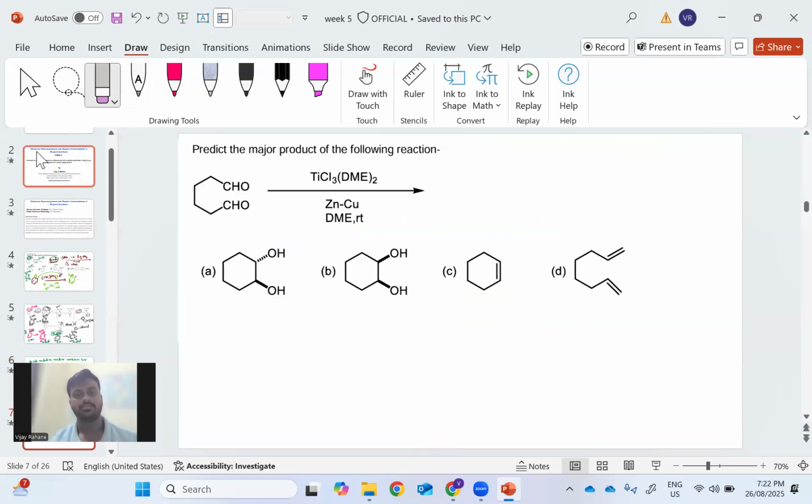The next question is based on TiCl3 DME, that's the titanium chloride, and zinc copper combination at room temperature. If you look at the structure, we have two aldehydes in the starting material and TiCl3 complex as a catalyst, and what will be the major product formed in this reaction, that you need to identify. So does anyone have any answer for this one? I recommend you please speak, because if you have any doubt, you can clarify it right now.